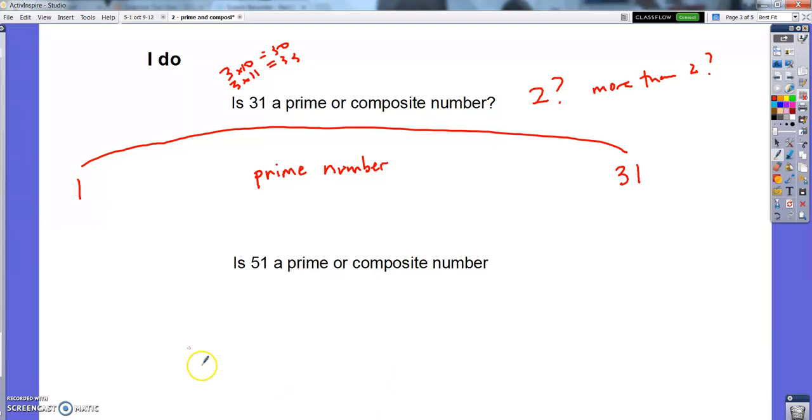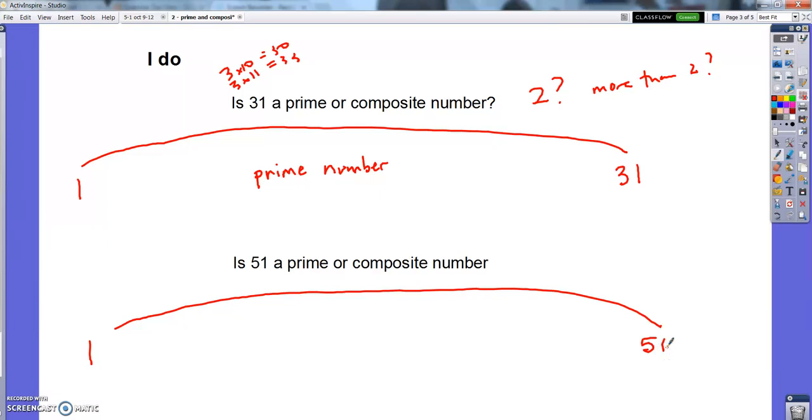How about 51? 51, prime or composite? So I know it's going to have 1, and I know it's going to have 51. Let's try 2. I can tell I can't divide that by 2. 2 is not going to be a factor. How about 3? I don't know my 3 is up to 51, so I have to check. I know my 3 is only up to 3 times 12 is 36, so I'm going to have to check and see if 51 times something equals 3.